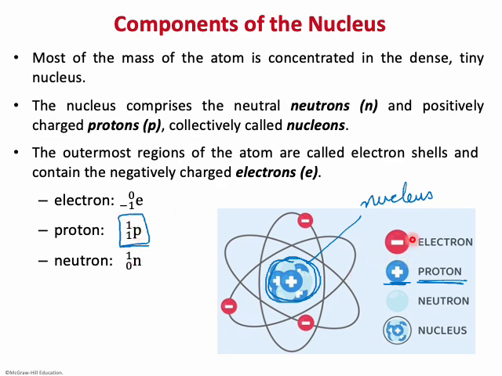Then there are some other particles that are around the nucleus in an atom. Those are electrons. Electrons are negatively charged and they are usually given by this symbol, small e. Subscript is -1 because it has a charge of -1, and 0 is its mass because it's very negligible mass compared to protons and neutrons.